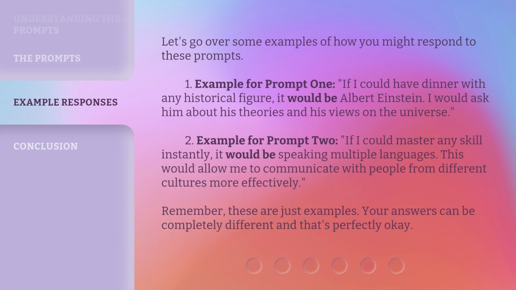Let's go over some examples of how you might respond to these prompts. 1. Example for prompt 1. If I could have dinner with any historical figure, it would be Albert Einstein. I would ask him about his theories and his views on the universe. 2. Example for prompt 2. If I could master any skill instantly, it would be speaking multiple languages. This would allow me to communicate with people from different cultures more effectively. Remember, these are just examples. Your answers can be completely different, and that's perfectly okay.